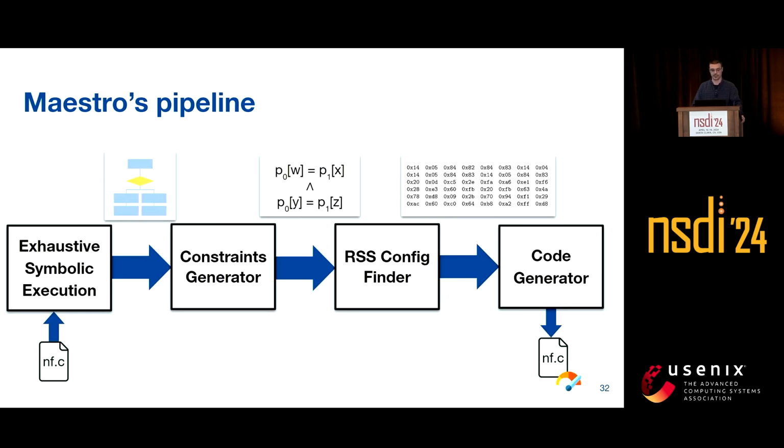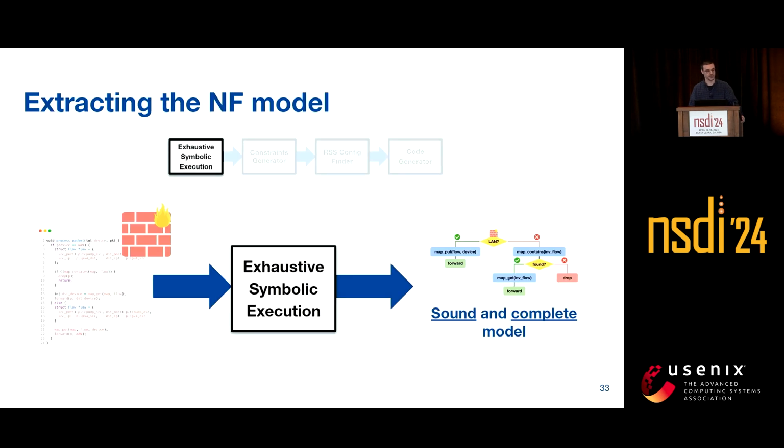This is what Maestro's pipeline looks like. We start by receiving an implementation of a sequential network function. This implementation is fed into an exhaustive symbolic execution engine, which is responsible for generating a model of the network function. This model is fed into the constraints generator, which is responsible for finding the sharding solution that allows for shared-nothing architectures. This sharding solution is fed to the receive-side scaling configuration finder, which is responsible for finding the NIC configurations that enforce the sharding solution. Both the NIC configuration and the NF model are fed into the code generator to finally generate the parallel implementation. So let's start at the first stage of this pipeline.